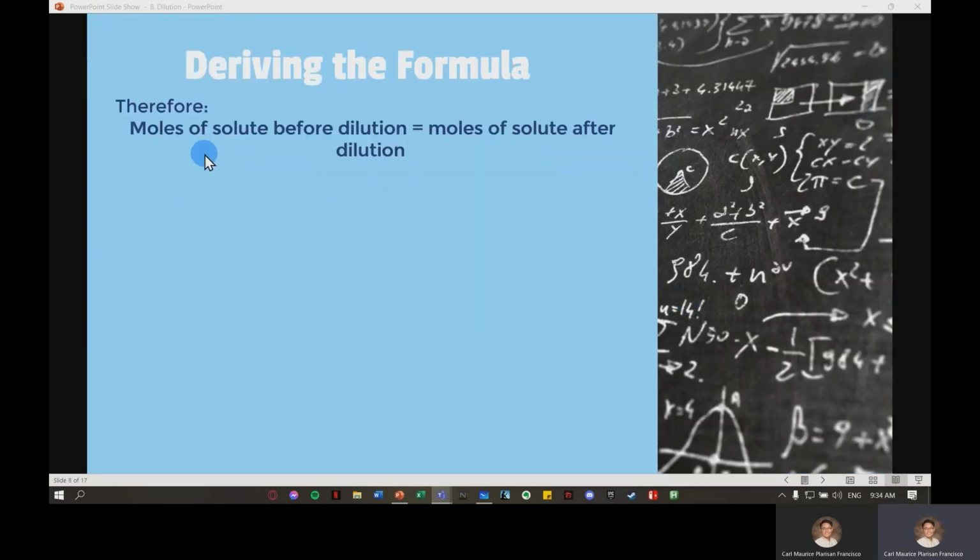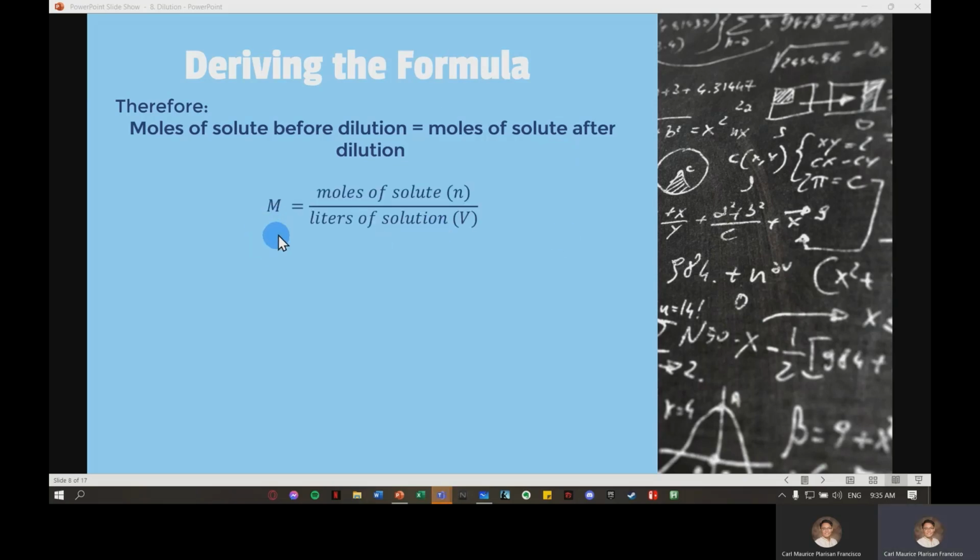Therefore, we have the following conclusion. Moles of solute before dilution is simply equal to the moles of solute after dilution. Dahil kung pagkatapos mangyari ang dilution process, hindi nababago ang bilang ng solute, we would conclude na ang bilang ng solute bago at matapos ang dilution ay magiging parehas pa rin ang bilang. Moles of solute before dilution is still equal with the moles of solute after dilution.